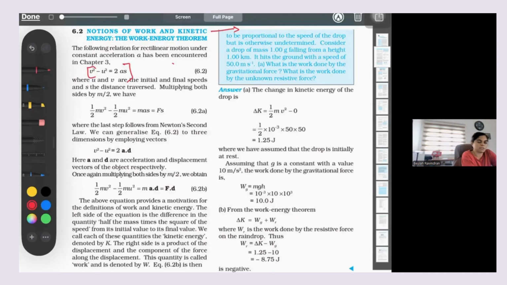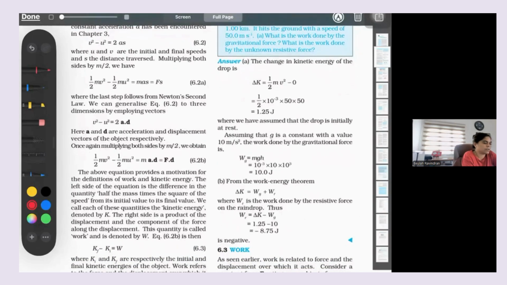From that, this is one of the equations of motion: v square minus u square is equal to 2as. You know that v is the final velocity, u is the initial velocity, a is acceleration, and s is the displacement. Listen clearly. This is the first equation. Now, multiplying both sides by m by 2, the 2 and 2 get cancelled. So it will be m into a into s, and here it will be half mv square minus half mu square.